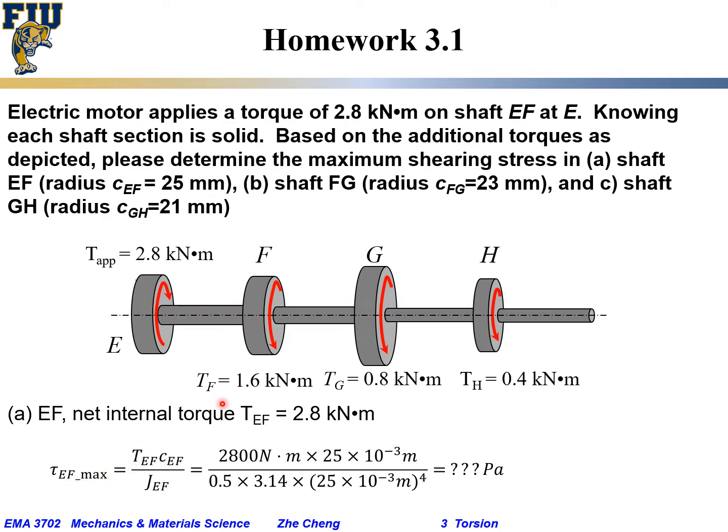And what is T? 2.8 kilonewton meter or 2,800 Newton meter. C, we said, is 25 millimeter or 25 times 10 to the power of -3 meter. And J is half pi r to the power of 4, half pi radius to the power of 4. And then you will be able to get the answer.